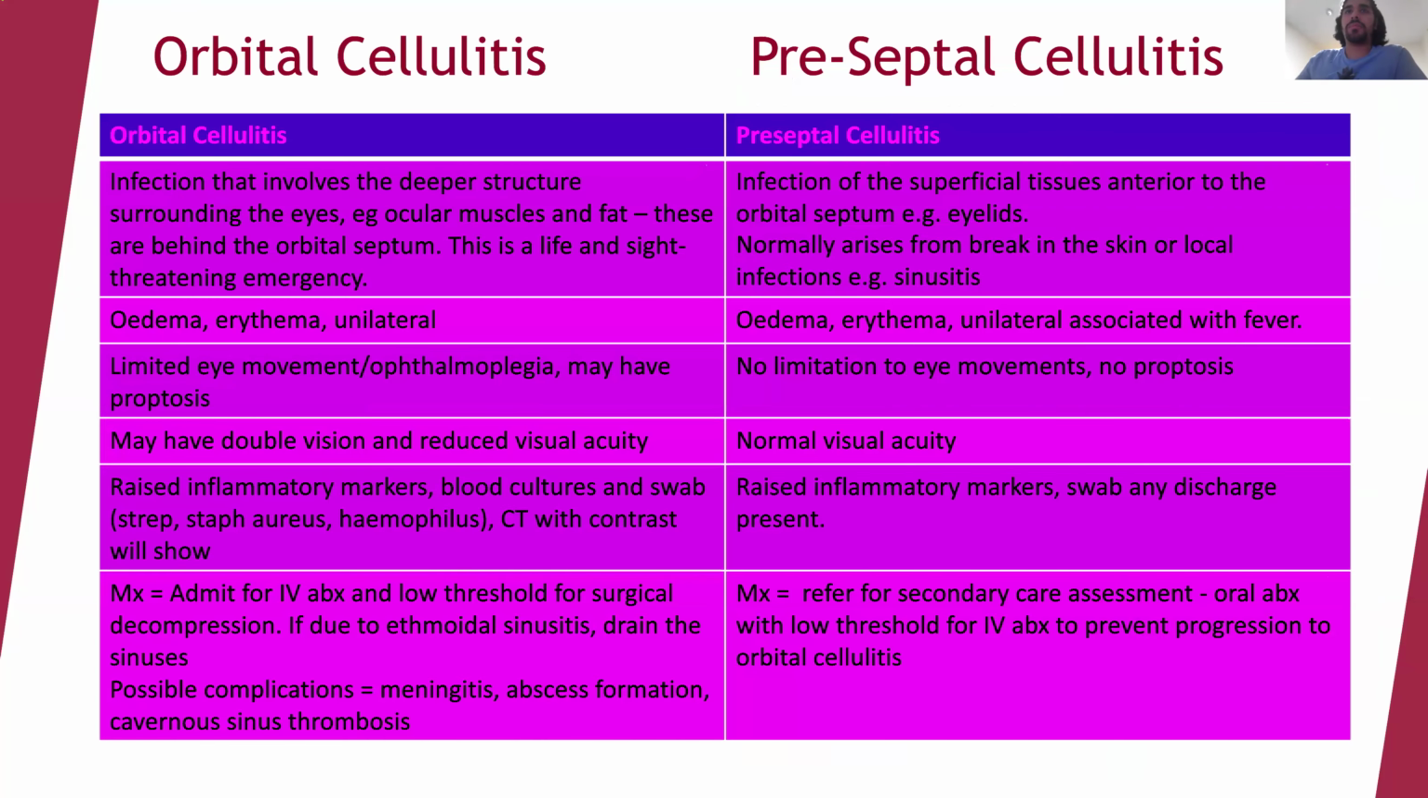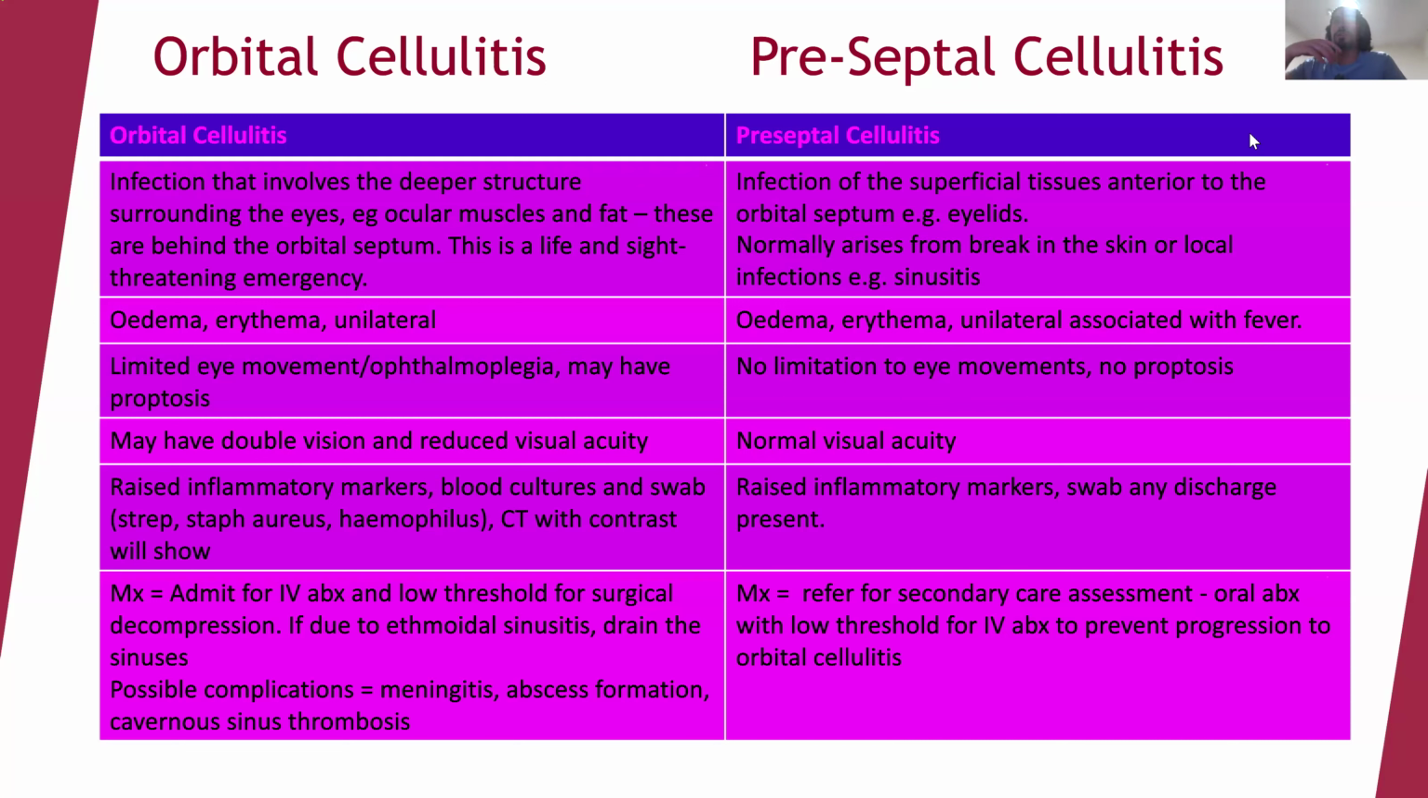And so this is an important topic. So orbital cellulitis and preseptal cellulitis. This is important because orbital cellulitis is a life-threatening condition, and this needs to be recognized early on, especially in GP or ED. So the difference between the two is that orbital cellulitis is an infection that involves the deeper structures. So you'll get that limited eye movement and proptosis, but preseptal is literally what I described. So the superficial tissues are affected, anterior to the orbital septum.